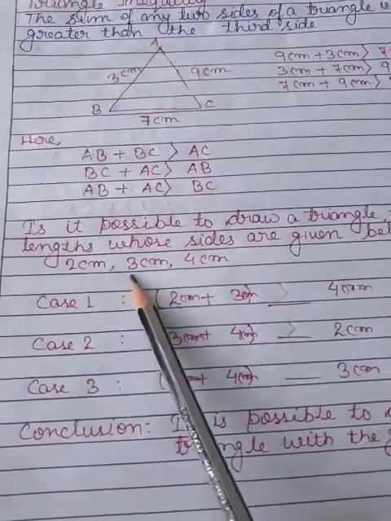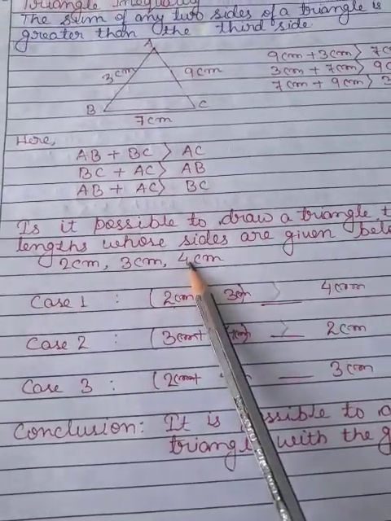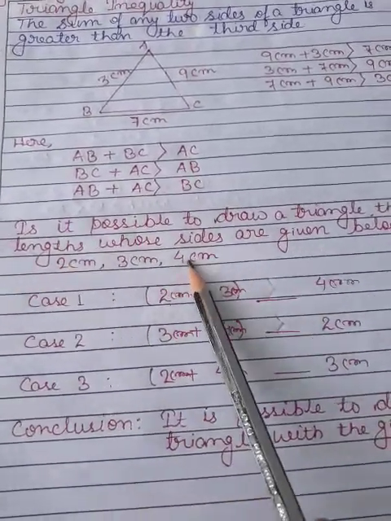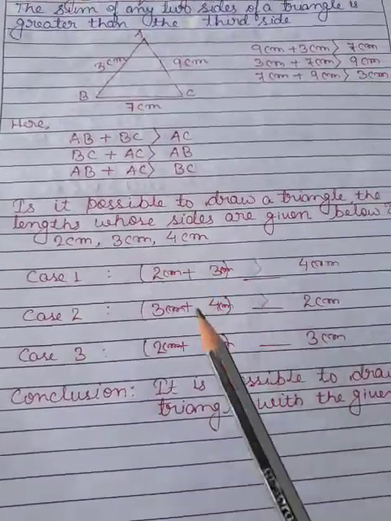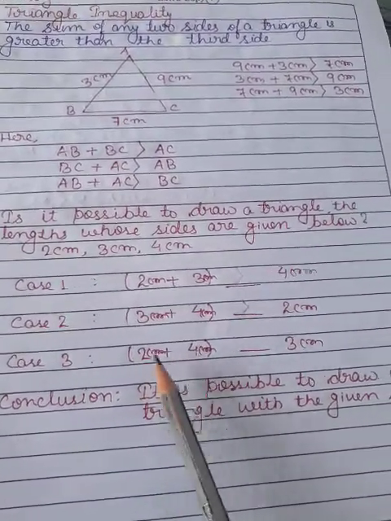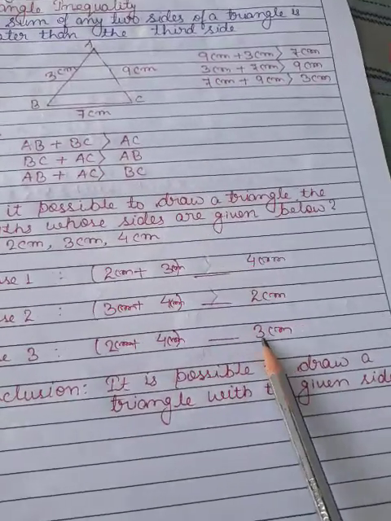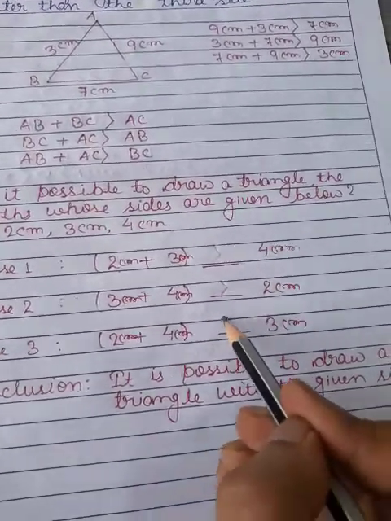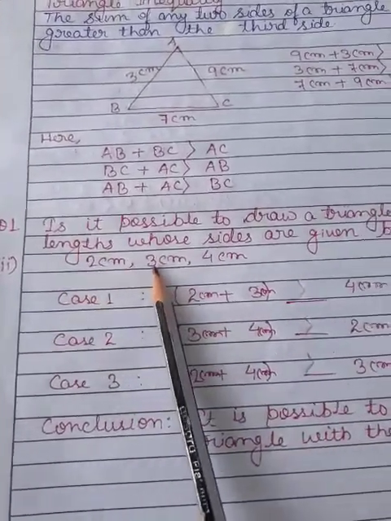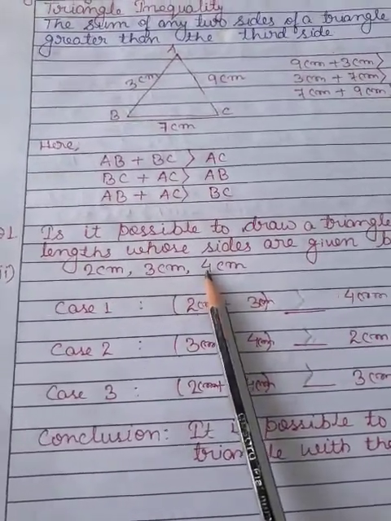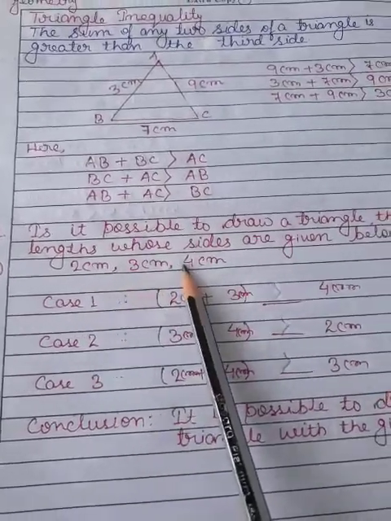Now we add 2 centimeter plus 4 centimeter. That is 6 centimeter, and 6 centimeter is more than 3 centimeter. So once again, we add two sides and compare with the third one. 2 plus 3 is 5, and 5 is more than 4.